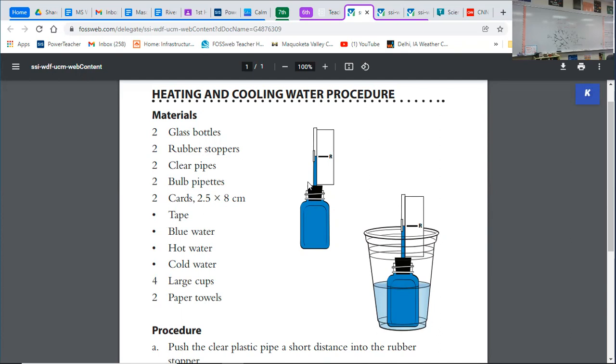Ready? This is how we're doing it. All right. We're going to modify our materials a little bit. We're going to do one glass bottle, one rubber stopper, one clear pipe. We're not going to use the bulb pipettes. You're going to do one index card. You're going to use tape, blue water, hot water, cold water. We're going to use 2 large of those cups back there. And then you don't need paper towels. This blue liquid will stain. Do not get it on yourself. Do not talk when I'm giving directions.